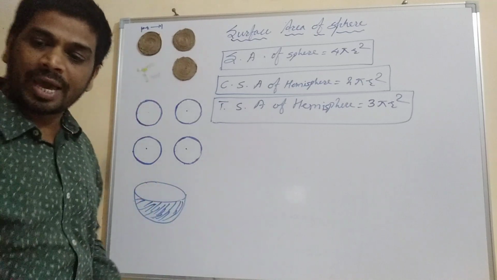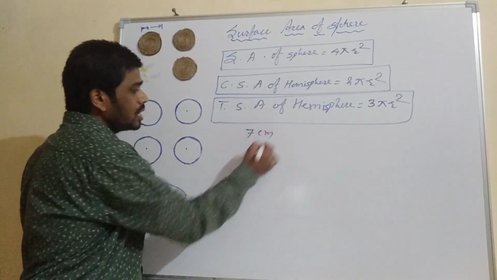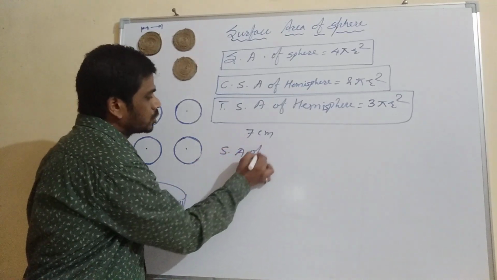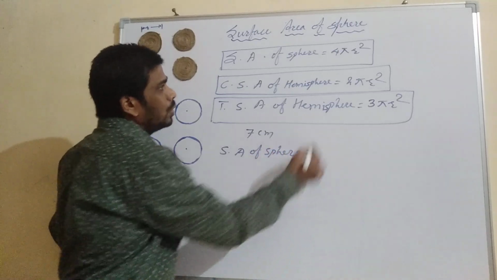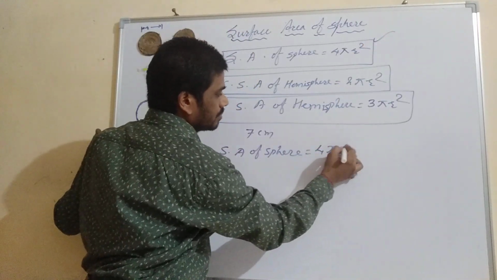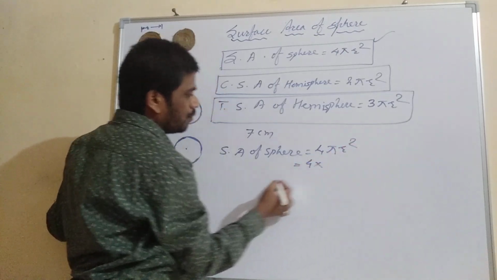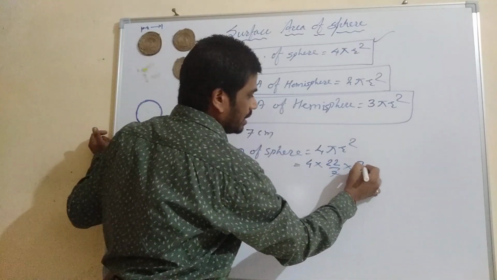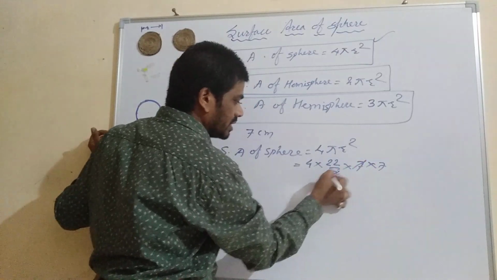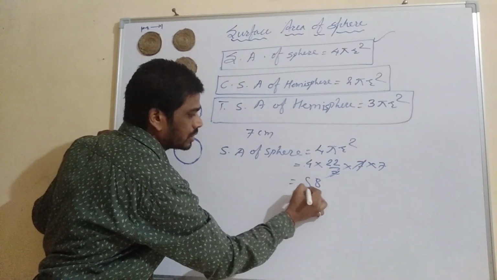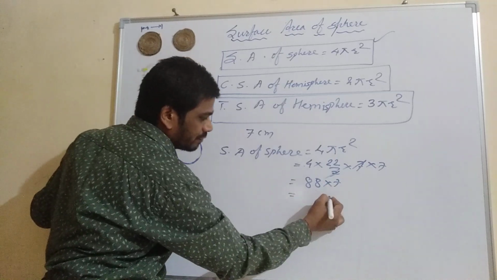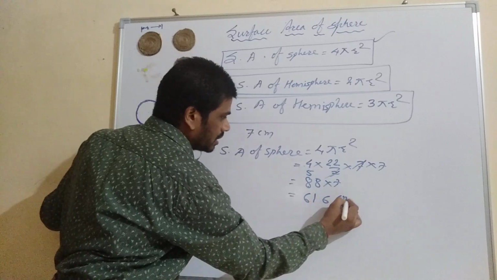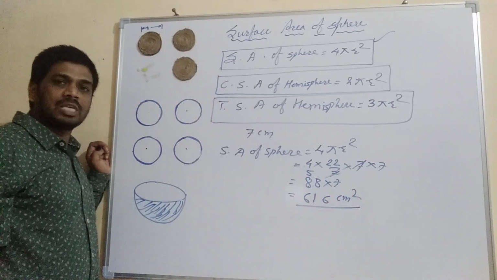If the radius of a sphere is 7 cm, and we have to find the surface area of the sphere. So surface area of a sphere is, we know, 4 pi r square. So you can put here the value: 4 into pi, which is 22 upon 7, into r square, which is 7 into 7. So one 7 will be cancelled. 4 into 22 is 88, 88 into 7. 7 8s are 56, 6 carry over 5. 7 8s are 56 plus 5 is 61. Centimeter square. This will be the surface area of the sphere.